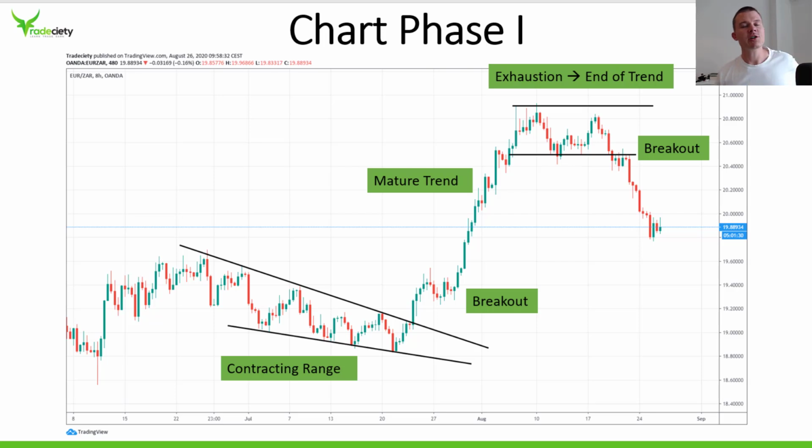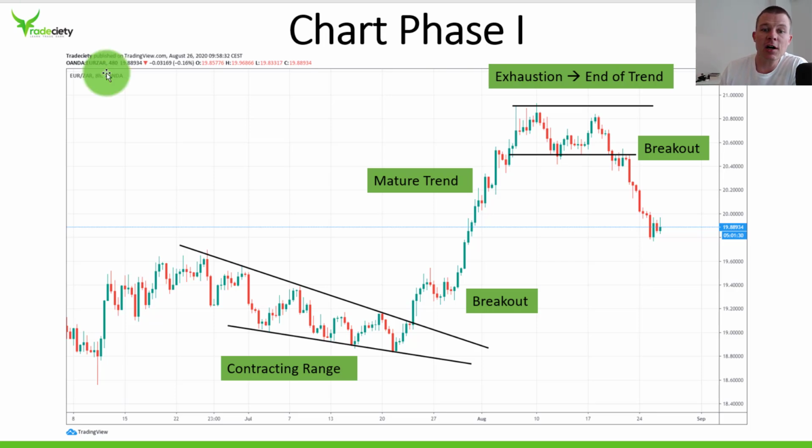Chart phases. We look at chart phases because we need to understand our trading edge. Our trading system is usually designed around a specific market phase. Some traders like to trade early trends, some traders like to trade breakouts, pullbacks, mature trends, exhaustions, and it's very important that you understand where on this spectrum your trading strategy sits, because it will make finding trades much, much simpler.